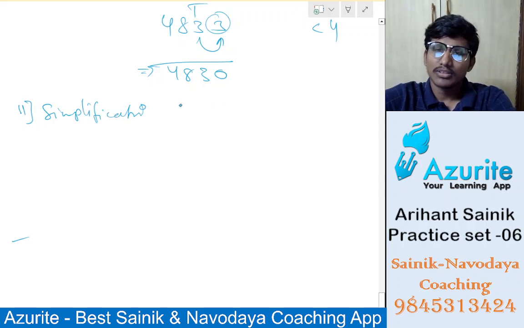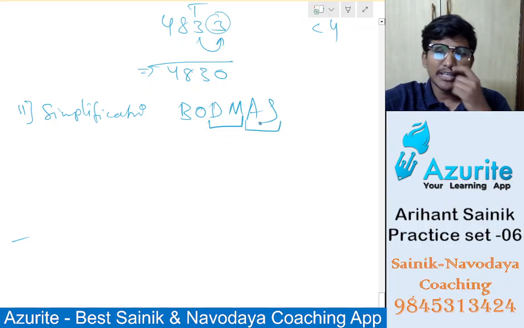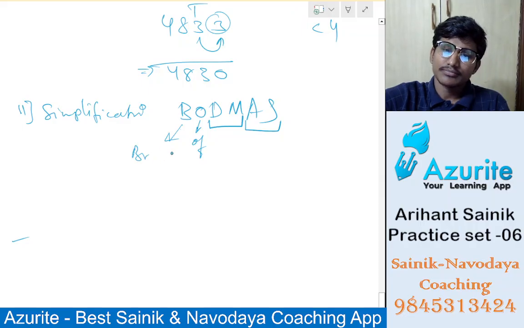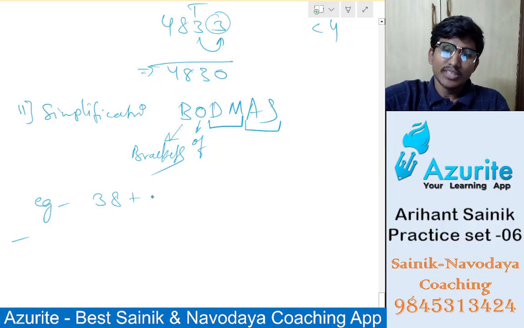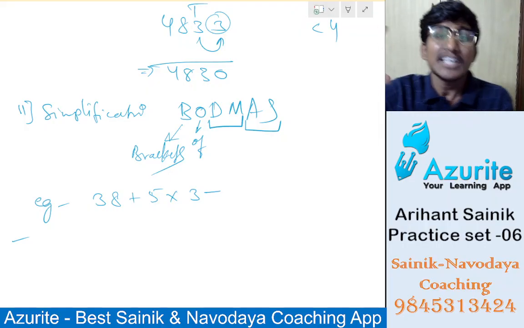BODMAS rule. Division and multiplication we can do at the same time. Addition and subtraction we can do at the same time. BODMAS means brackets we do first, then of. Someone says the correct order is BOMDA. First multiplication will come, it doesn't matter. Both multiplication and division we can do at the same time. Why do we do division first? It will be easy.